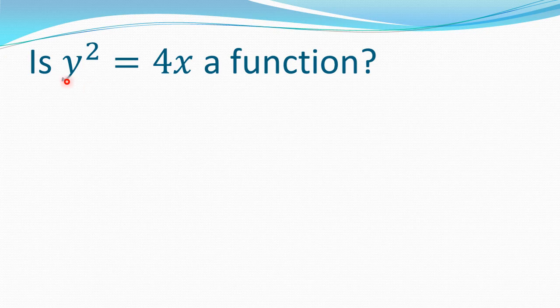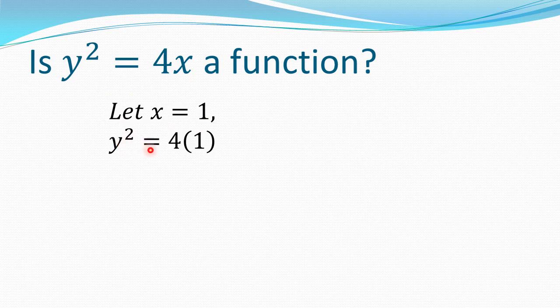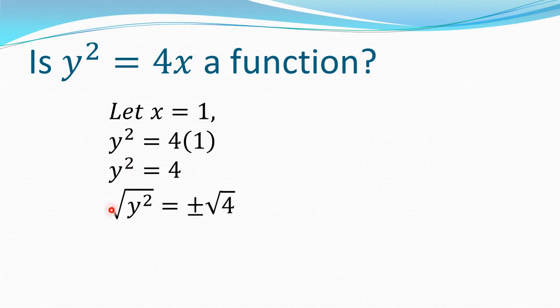How about this? Is y squared equals 4x a function? Let's see. Let x be equal to 1. So if x is equal to 1, you'll have y squared equals 4 times 1, because you just substitute x with 1. From here, we get y squared equals 4. And to remove this exponent, we take the square root of both sides of the equation. We get the square root of y squared equals plus or minus the square root of 4. So we have y equals positive or negative 2.